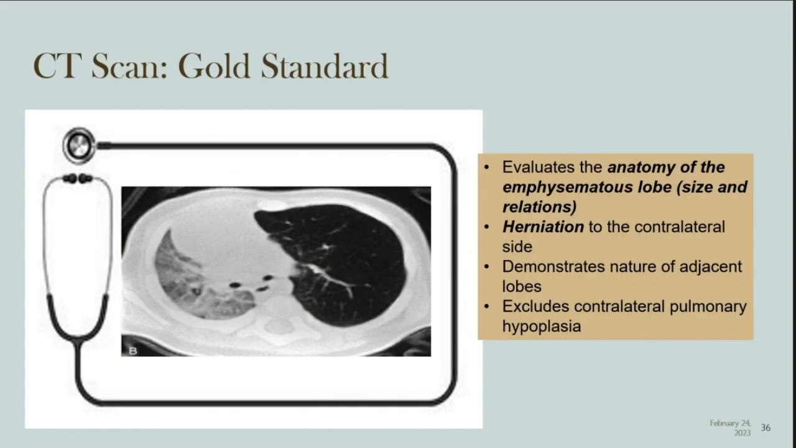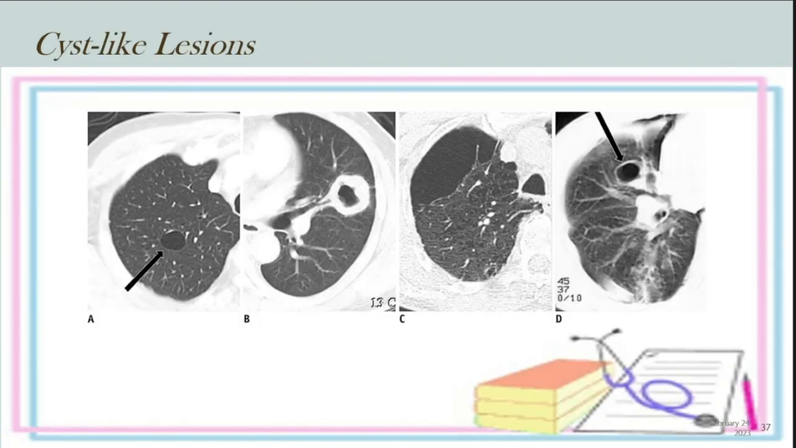Lung CT is the gold standard in the diagnosis of CLE. It is useful in evaluating the anatomy of the emphysematous lobe and whether it has herniated into the contralateral hemithorax. It is useful in demonstrating the nature of adjacent lobes of the lung. This investigation is also useful in excluding contralateral pulmonary hypoplasia.